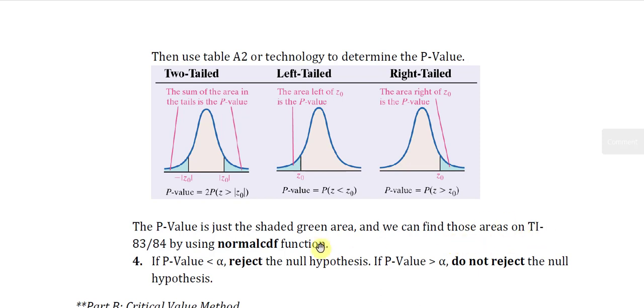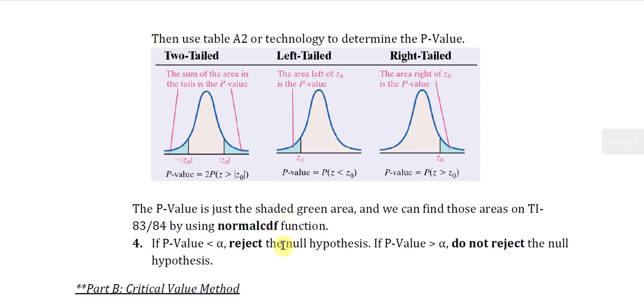And then on the TI-83 or 84, we can use the normalcdf function. This is the normal distribution, and CDF is just the cumulative area to the left. Okay. And then we make the conclusions. If the p-value, which is the area here, is less than alpha, we reject the null hypothesis. If it's bigger than alpha, we fail to reject, or we do not reject, the null hypothesis.